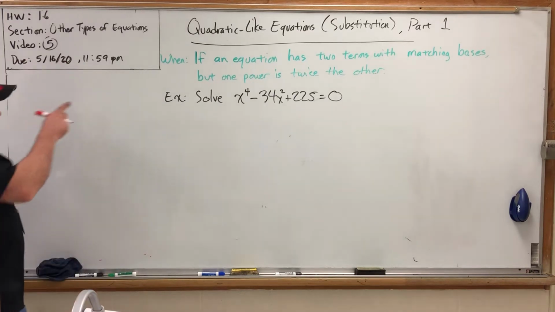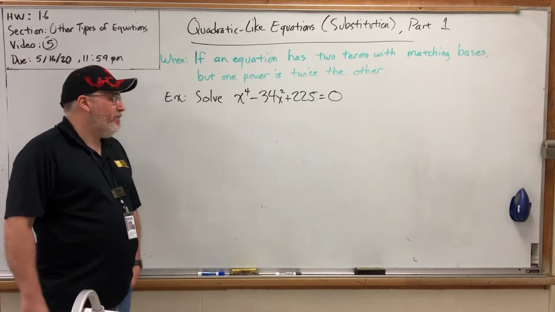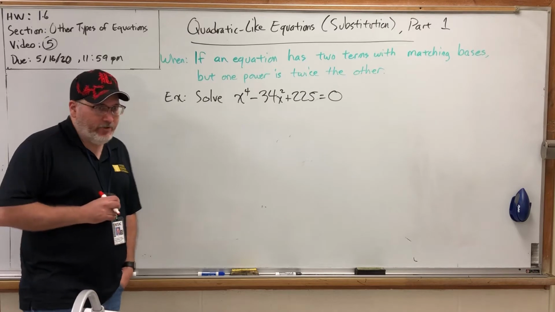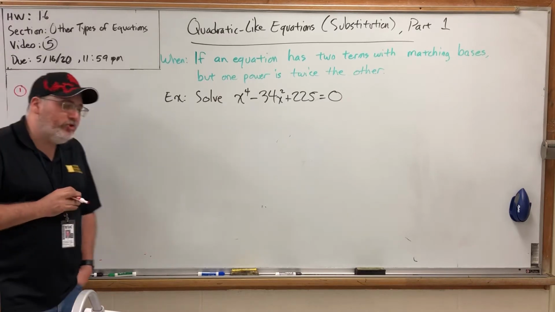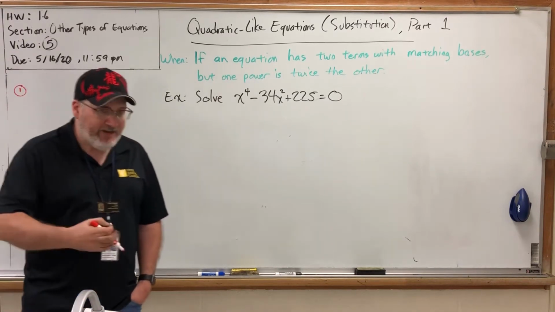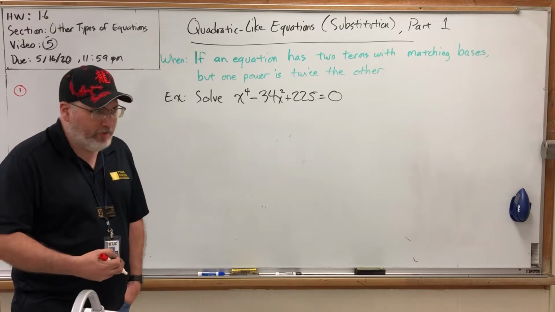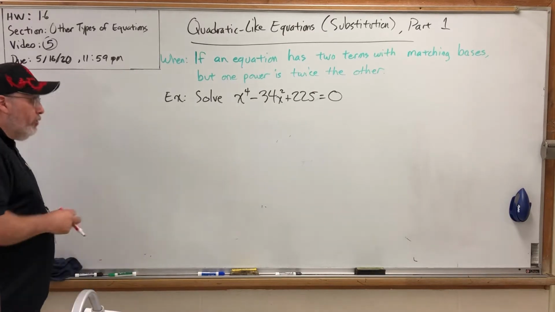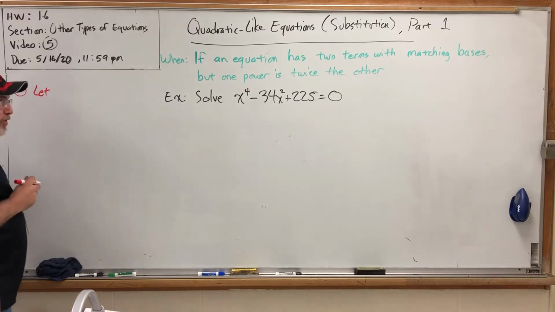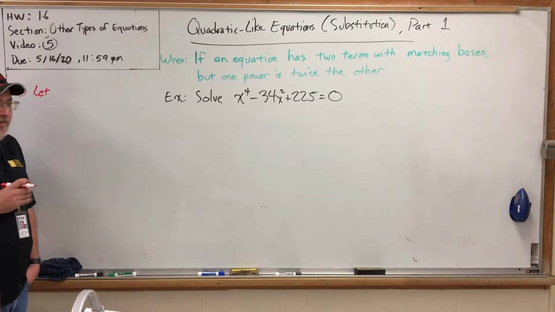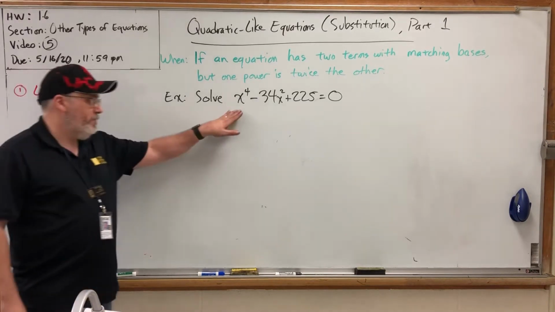So, if you have two terms with matching bases, but one power is twice the other, here's what you can do. We're going to make what's called a substitution. A substitution is where you rename something with a nickname, and it's usually temporary. What substitution are we going to use? We're going to bring another letter into play. Now, any letter will work besides the one that's already being used.